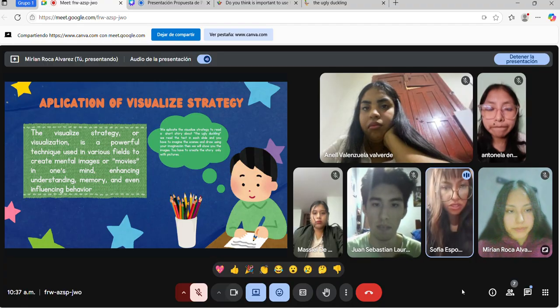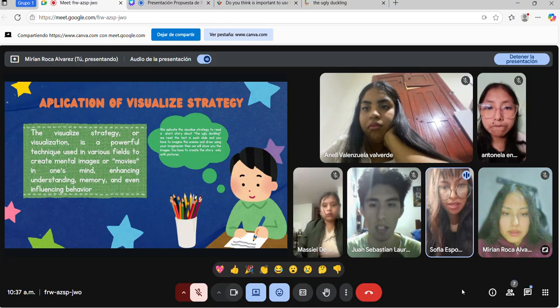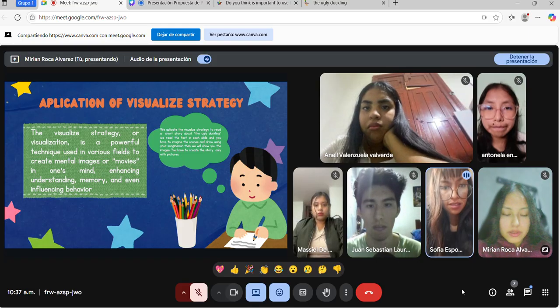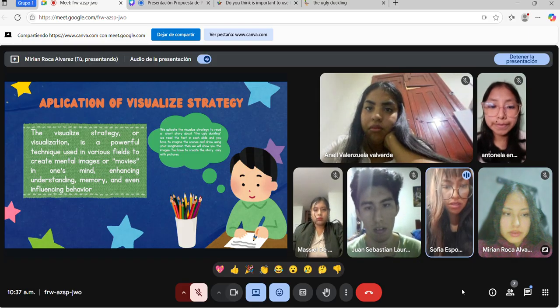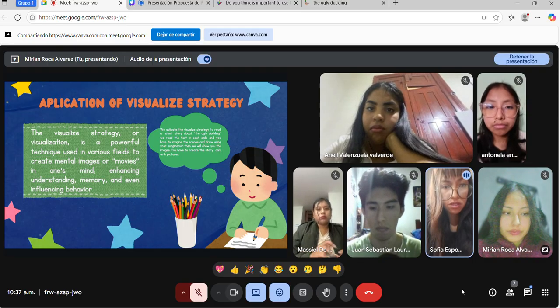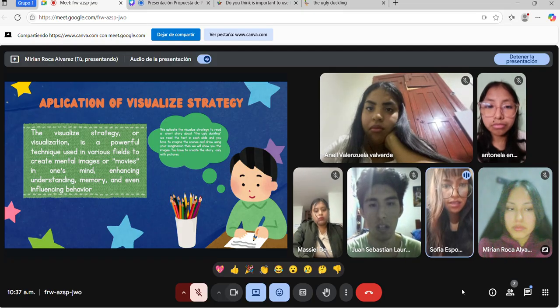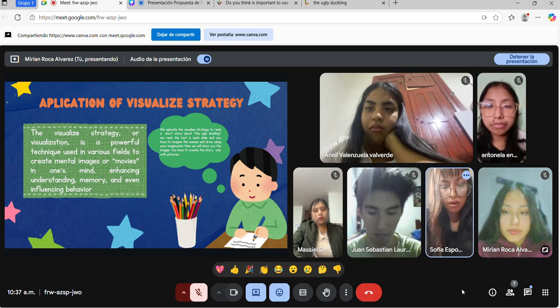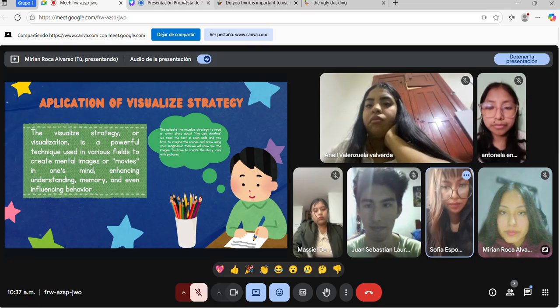Okay, now I'm going to continue with the application of visualization strategies. In this case, the visualization strategy is a powerful technique used in various fields to create mental images or movies in one's mind. This enhances understanding and memory, and even influences behavior. Next, please.